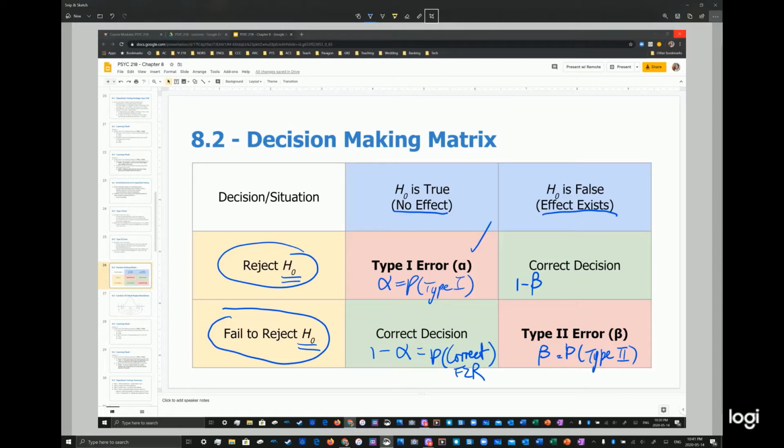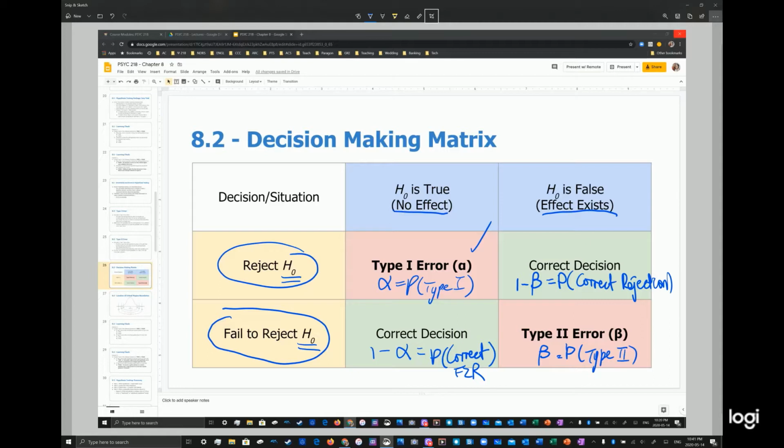That is when the null is false and we reject the null. That is, there is a difference and we reject the null saying there is a difference. Then that is 1 minus beta, and that's the probability of correctly rejecting the null, which I'll just write as correct rejection.